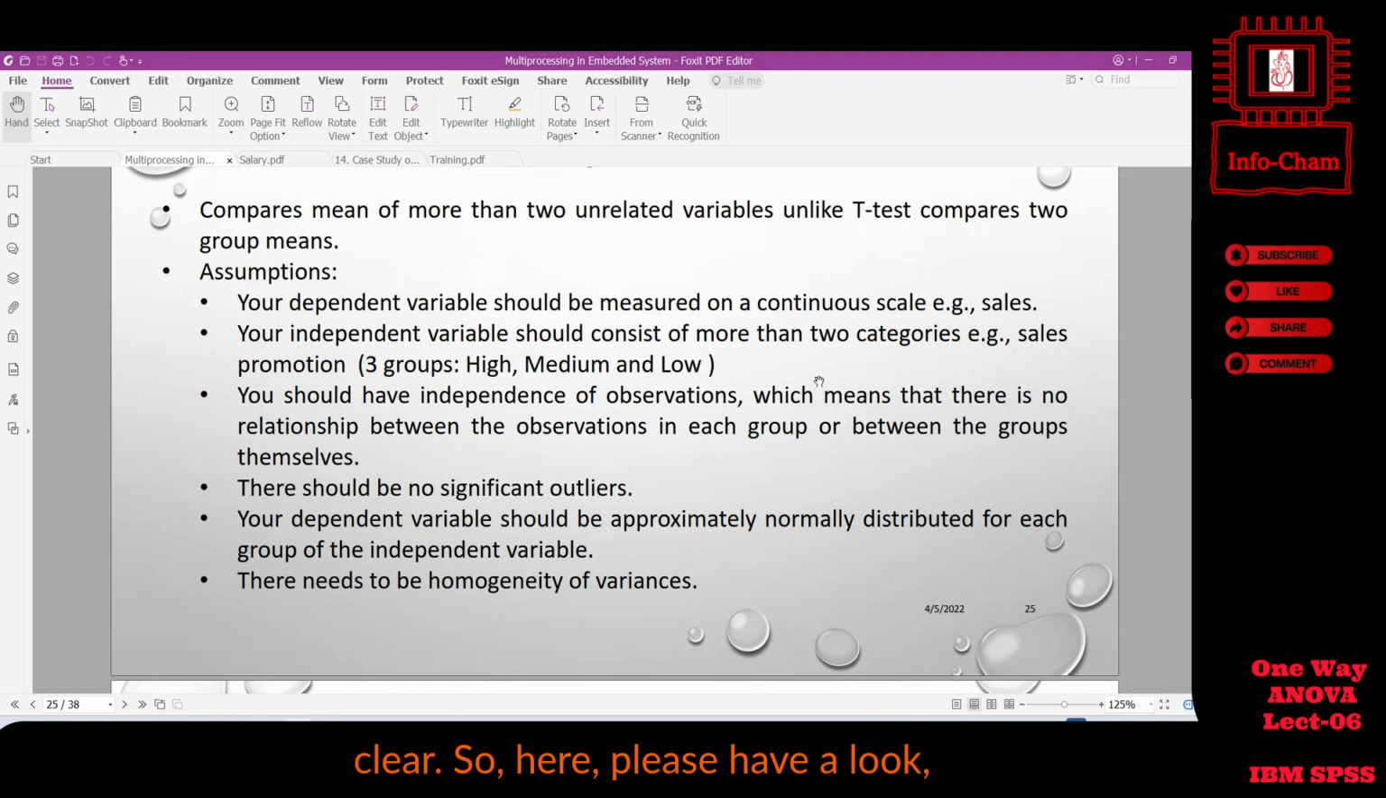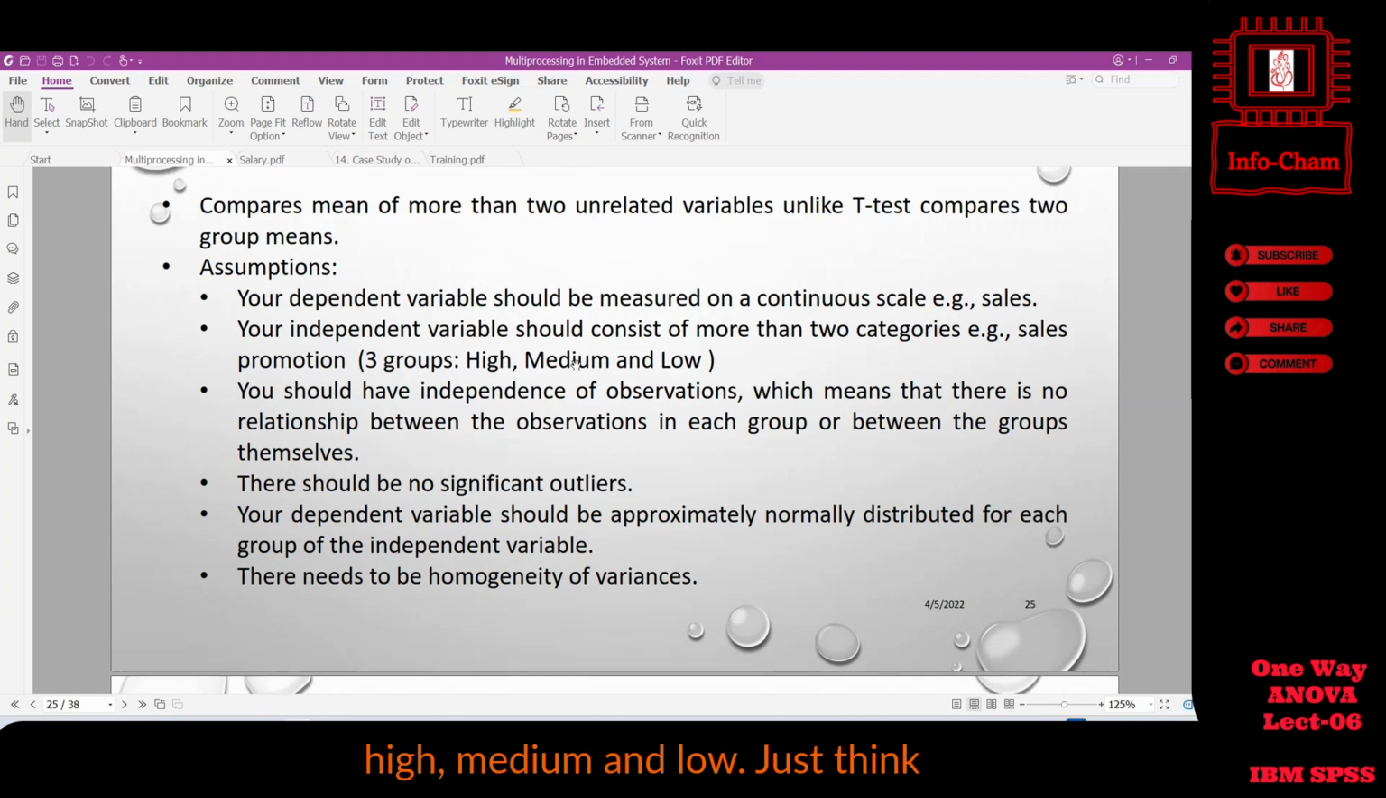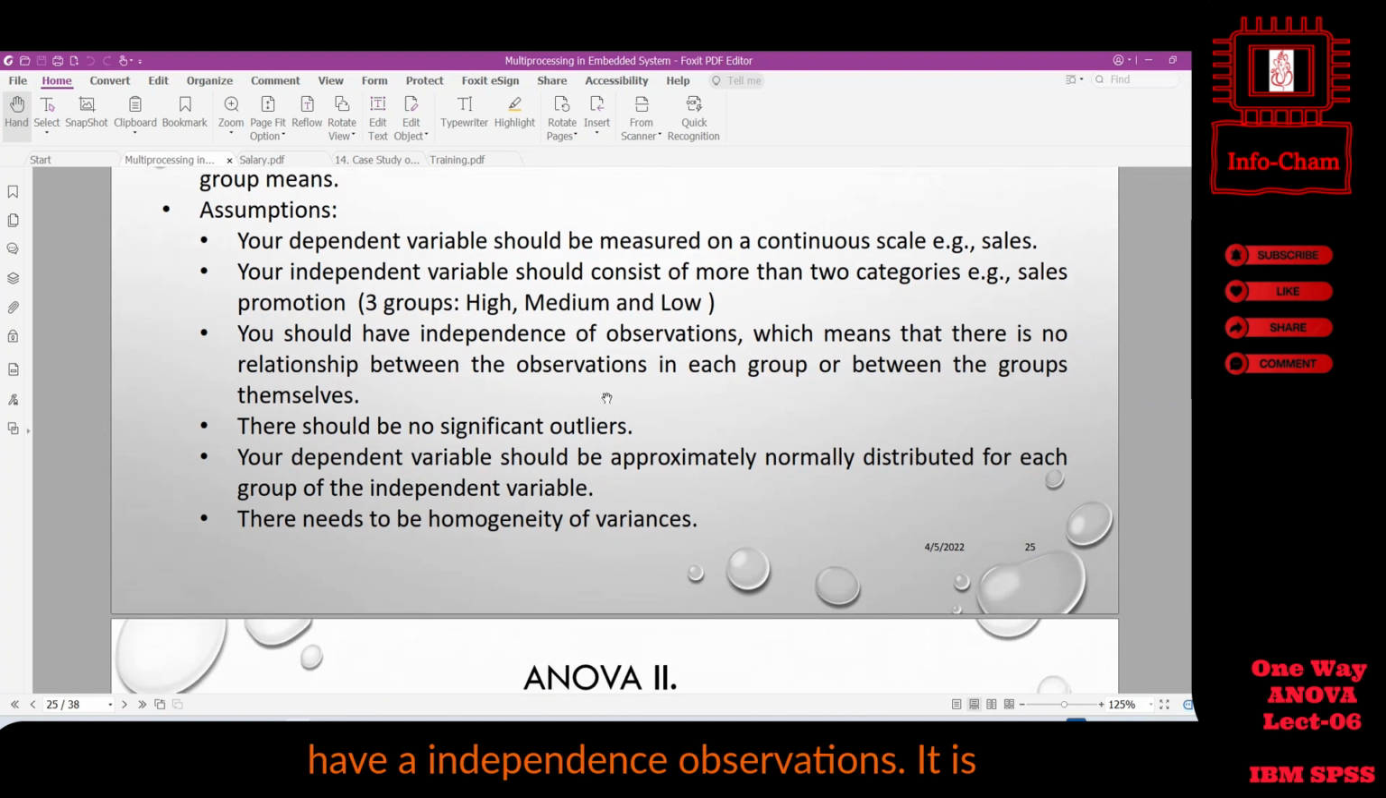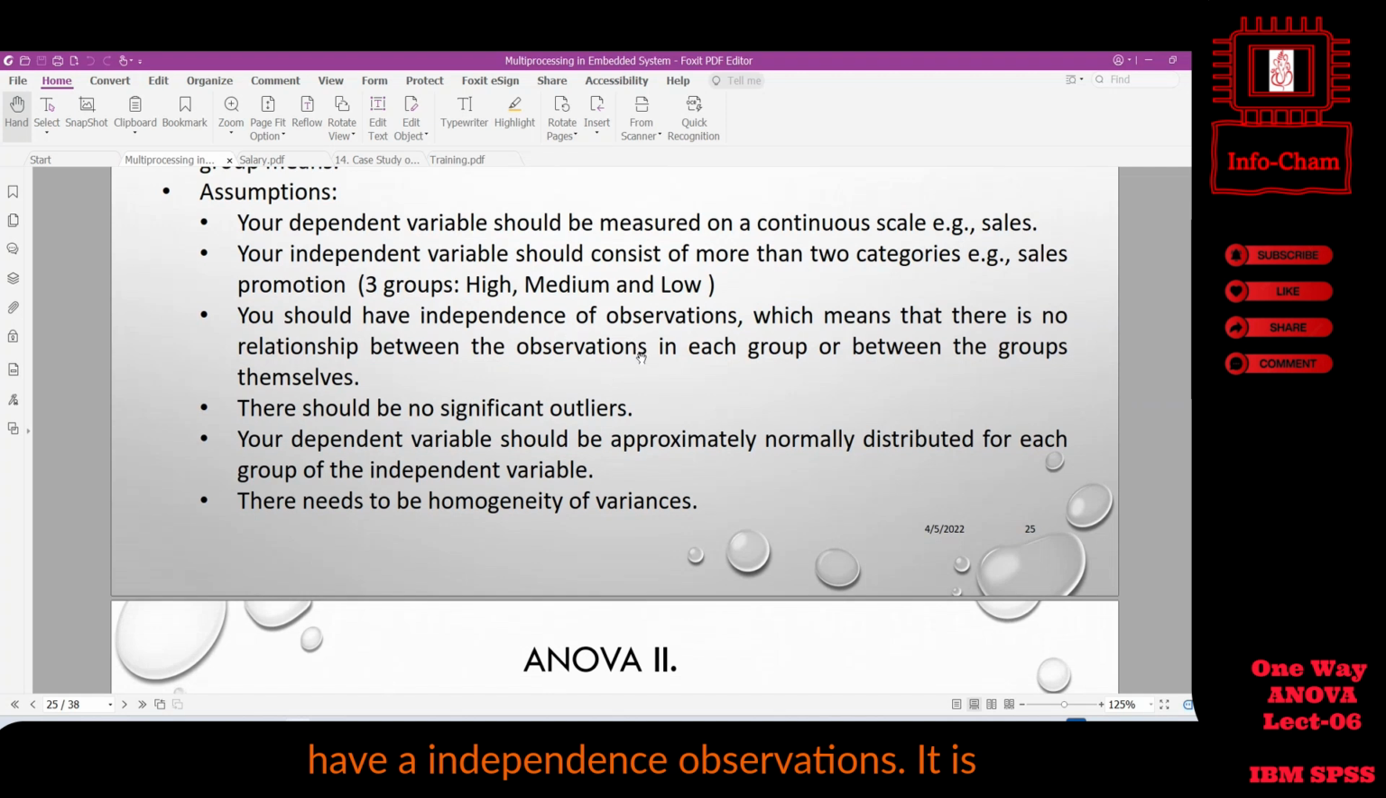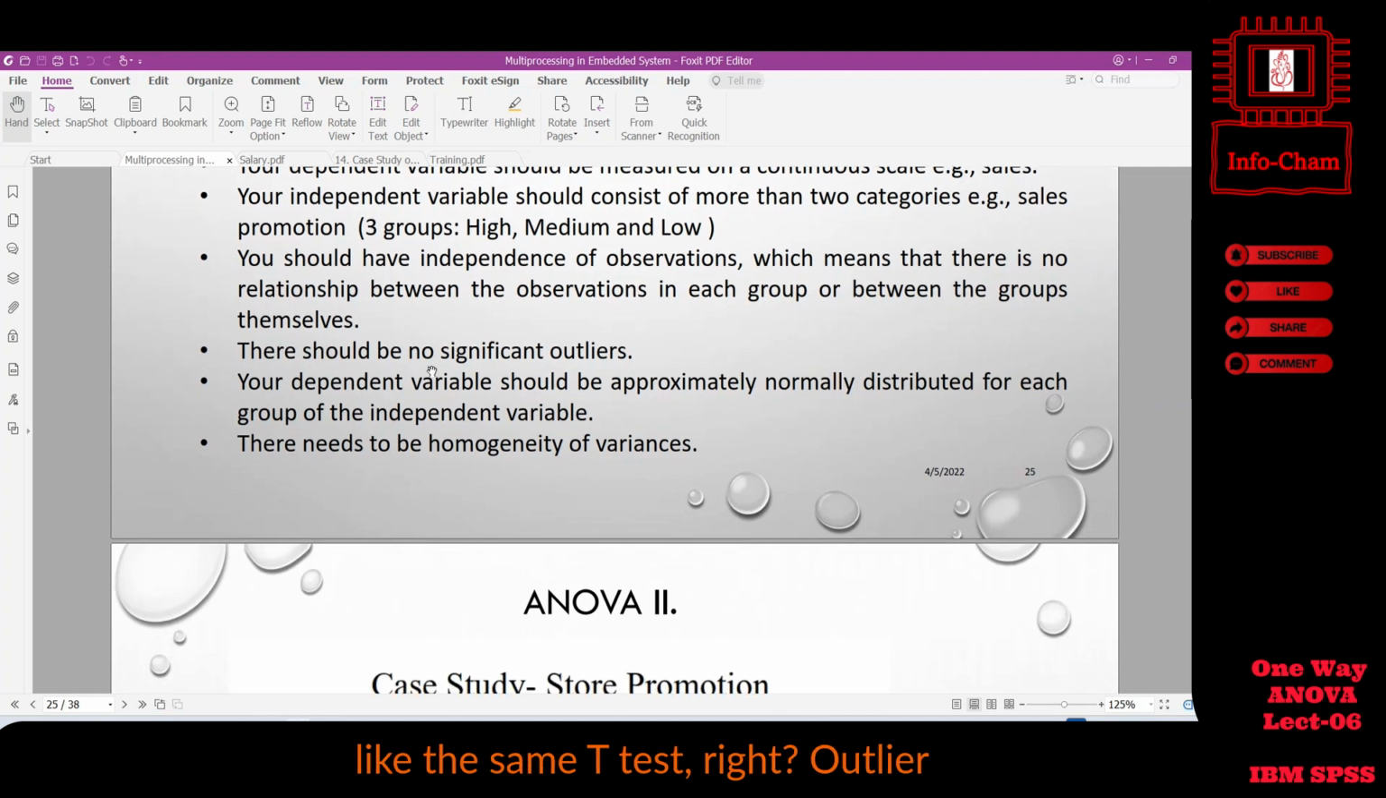Clear? So here, please have a look. It consists of more than two categories, basically three groups. Example here: high, medium, and low. Just think, it depends upon the data. You should have independent observations, like the same t-test, right? Outliers, again the same idea. There should not be extreme or awkward values in the data set. You have to remove them.